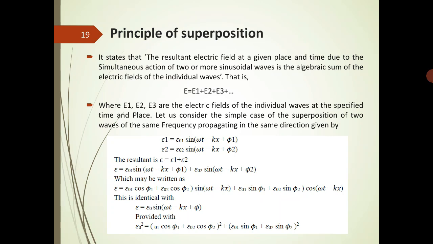So now I am writing each field. E1 is equal to, as per the previous equation, I am just writing the same one, with notations E01 and E02. So E1 and E2 are E01 and E02 sine of (omega t minus k x plus phi 1), and the next one is phi 2. Likewise I will write. Then I am substituting in the general equation and simplifying, and I will get the principle of superposition concept. That is about the principle of superposition.